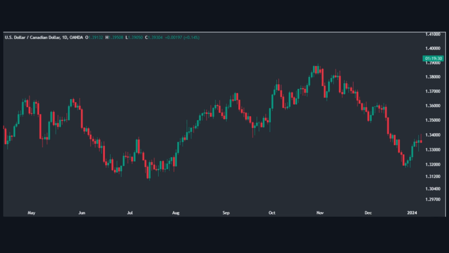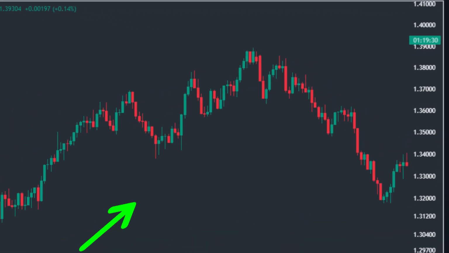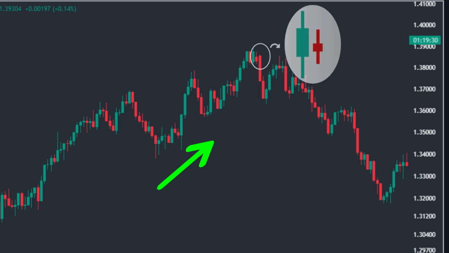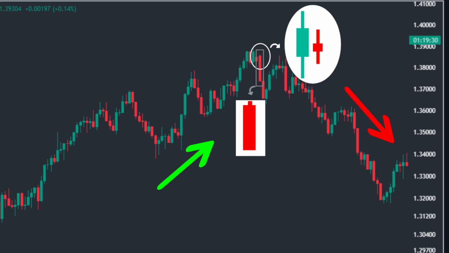Example: in this USD CAD chart, we can see an uptrend. Near the top of the trend, a bearish harami pattern appears, consisting of a large green candle followed by a smaller red candle. To confirm the pattern, we analyze the third candle. The confirmation candle is red and closes below the second candle's close, indicating the end of the uptrend. This clearly marks the start of a downward trend.